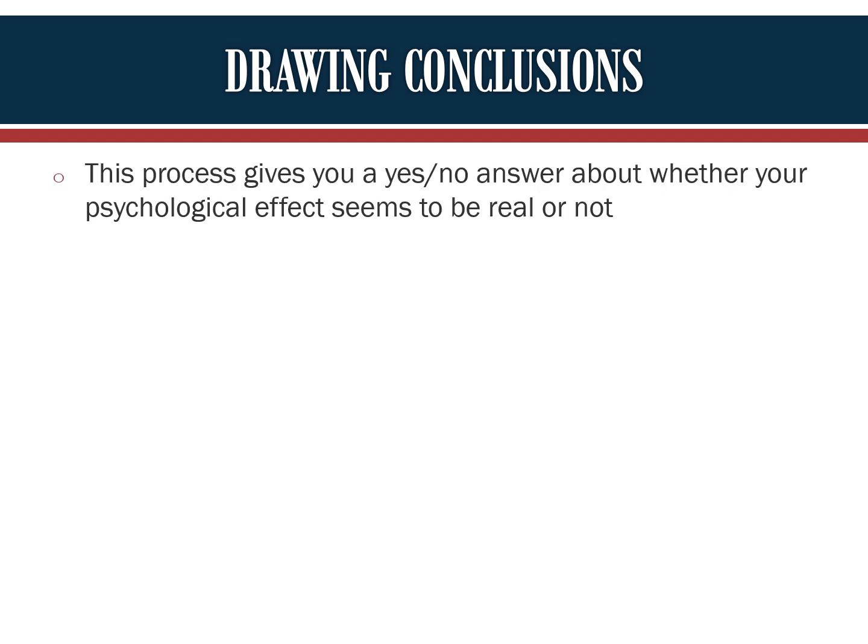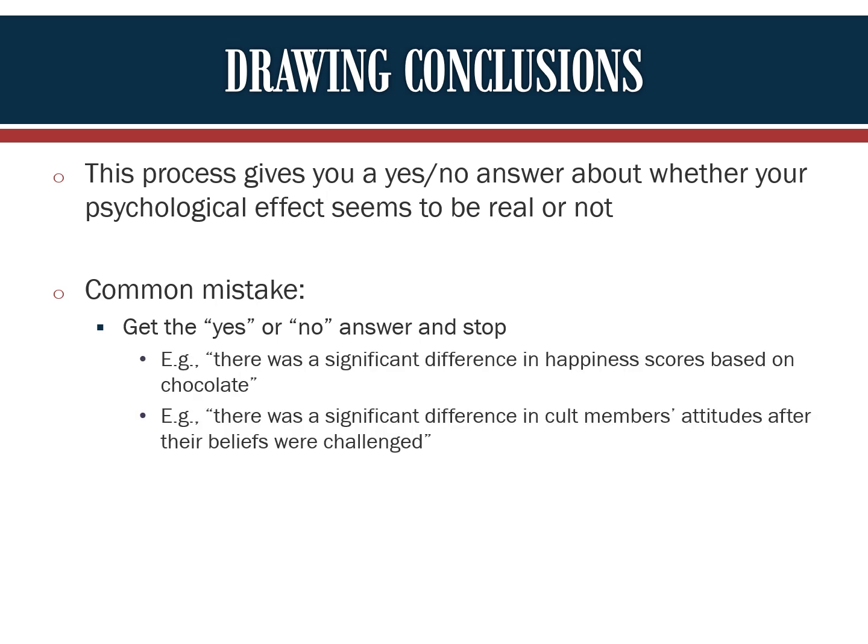Now, ultimately, this whole process gives you a yes or no answer about whether your psychological effect seems to be real or not, right? That's one of the big benefits of hypothesis testing, that if we go through this procedure, it gives us a yes or no answer. But a very common mistake, especially among people taking the stats class for the first time, is to get that yes or no answer of saying significant or not significant and then stop. So that would be like if we take our chocolate example saying, okay, there's a significant difference in happiness scores based on chocolate. Or to put a new example, saying, oh, there's a significant difference in cult members' attitudes after their beliefs were challenged. And that's a problem. If you just get this significant or not and stop, it's a problem.